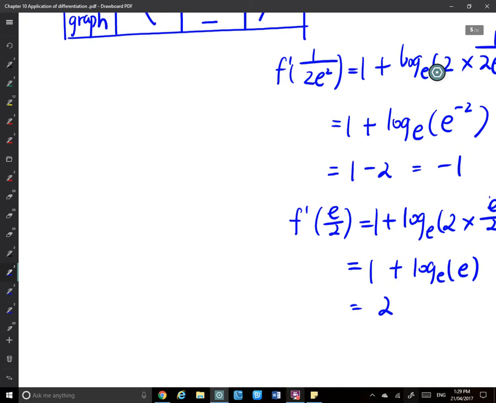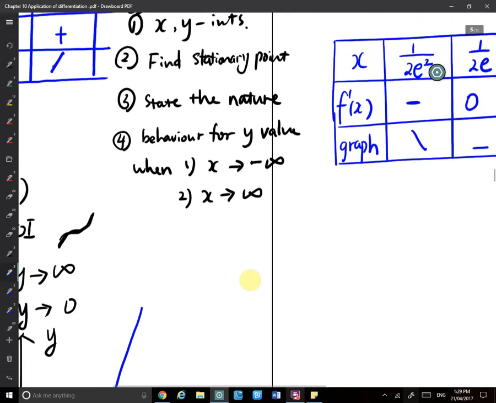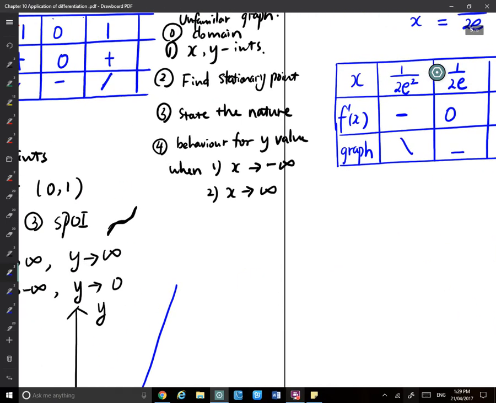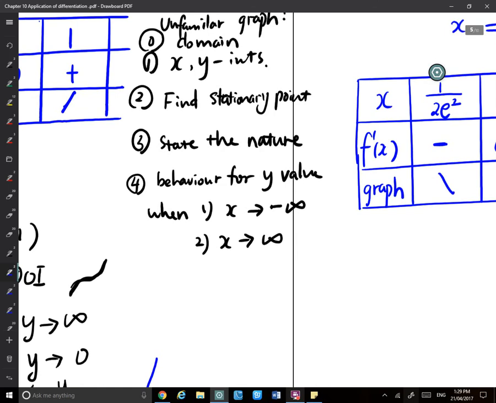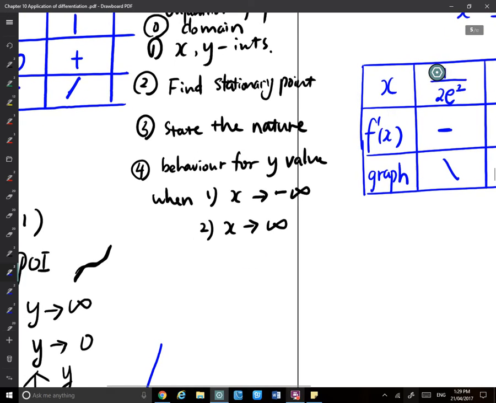Okay, everyone, yesterday we learned how to sketch familiar graphs. To sketch a familiar graph, we need to find the domain, x and y intercepts, find its stationary points, state the nature, think about the general shape, and find the behavior of y values when x approaches infinity and x approaches negative infinity.